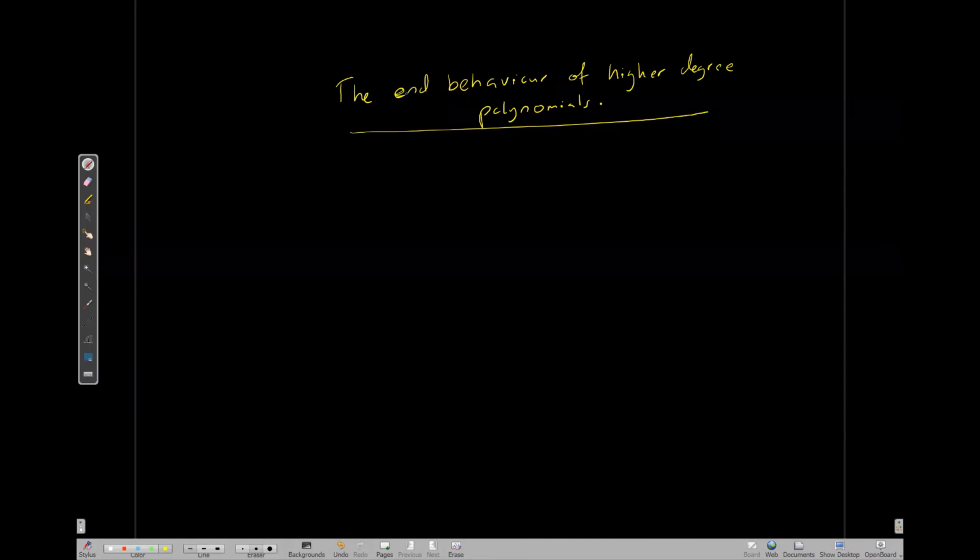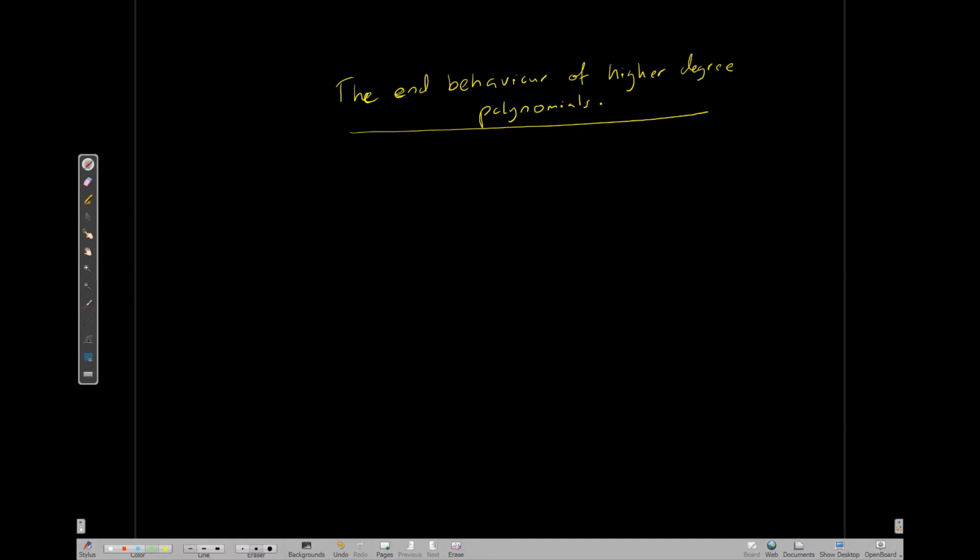Today we are going to talk about the end behavior of higher degree polynomials. We have been talking about higher degree polynomials, and we talked about zeros and some other things last time. Today, finally, the end behavior, and then we are in a position to draw the polynomials. Now let's have a look at that.